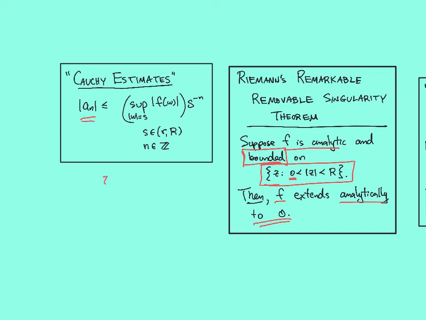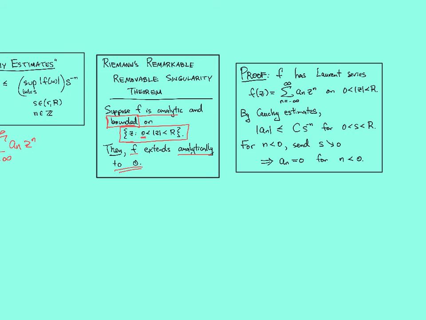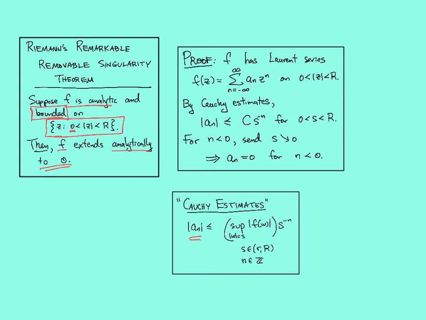So these a_n were the coefficients in f's Laurent series representation. So how does this work? Well, as we already proved, f here has a Laurent series representation valid on this sort of annulus. It's a punctured disk, but it fits the definitions from before. And by the Cauchy estimates, we can show that all of the coefficients for negative n are 0. So a_n is bounded by the supremum of f on a circle, but since f is bounded, we can bound it by a constant, so that's what this C is here.